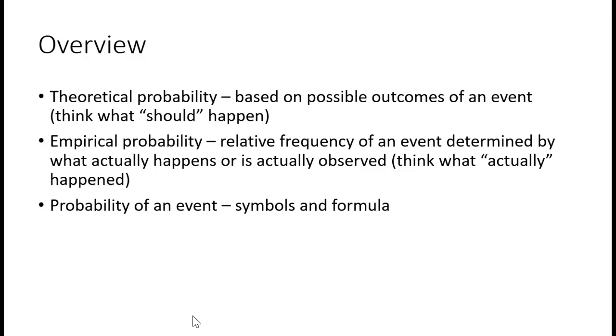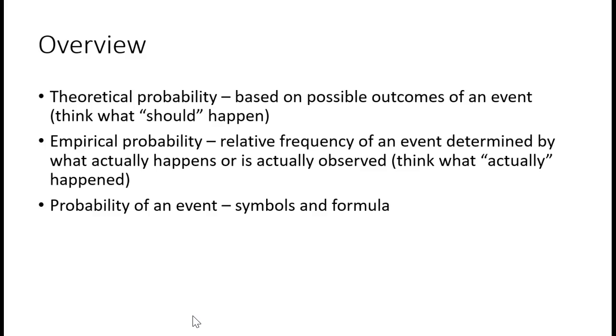Generally speaking, you all know I like to define things in ways that make more sense and don't necessarily use the technical terms. So theoretical probability basically is what should happen in theory. It's based on the possible outcomes of an event. Empirical probability, on the other hand, is what actually happens. If we conduct an experiment, it's determined by the relative frequency, which simply means adding up the favorable outcomes of the event that you're looking for, and dividing it by the total possibilities.